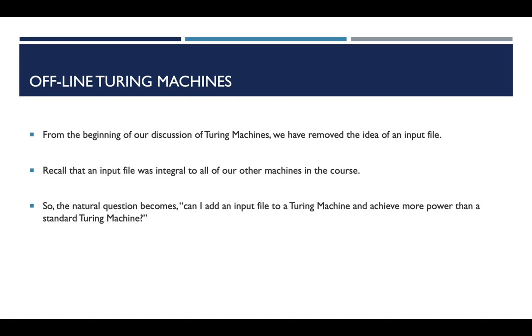It kind of makes sense that if I had such an input file and I was able to put restrictions on that input file, I would be able to achieve more power or solve more problems than a standard Turing machine that does not have an input file. And it turns out that this is not true. A Turing machine can have an input file or it cannot have an input file, and it doesn't actually matter. The presence of an input file does not allow a Turing machine to solve more problems than otherwise.